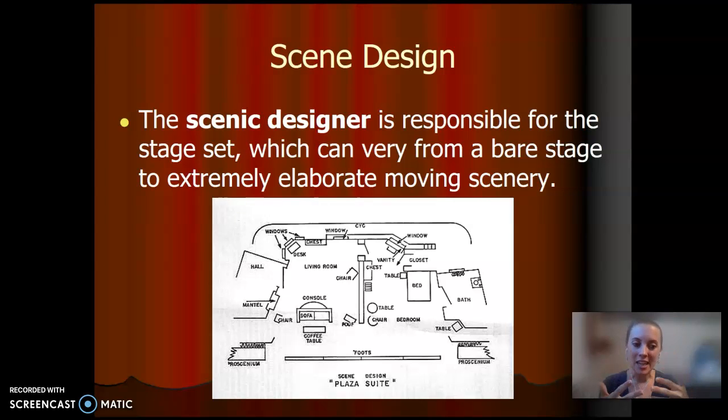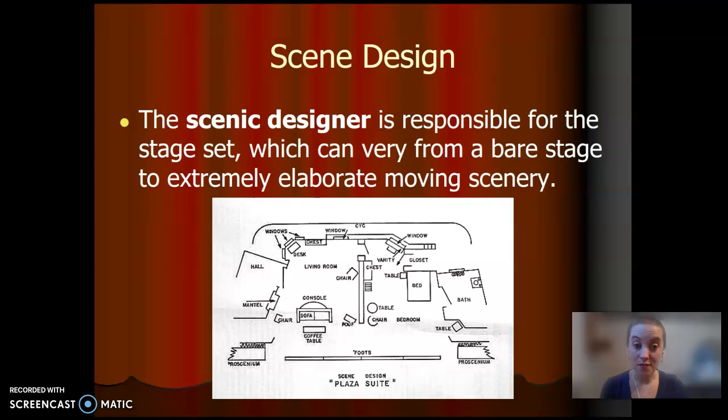It could have things flying in. It could have lots of different drops. It could have just some furniture. It really varies depending on the needs of the production. This is called a ground plan, this image here. So a few slides ago, we talked about Lend Me a Tenor. The set, we saw two different versions of that design. This is a ground plan for Lend Me a Tenor.